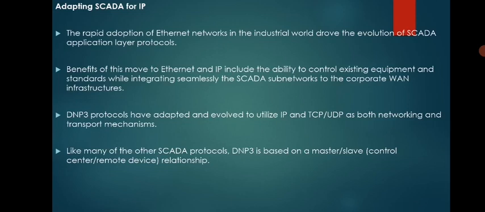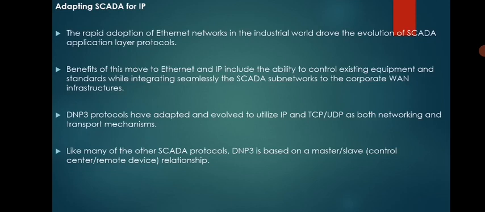Then the DNP3 protocol has been adopted and evolved to utilize IP and TCP or UDP as both networking and transport mechanism. See this DNP3 protocol we are having. This is totally working based on a SCADA principle. The incoming data will be parallel, and later it will be converted to serial. Internally the DNP3 protocol for SCADA works in a serial fashion itself, but when the SCADA tries to communicate with the slave, or tries to monitor or command some devices exposed to the real-time environment, there it will work in a parallel fashion.